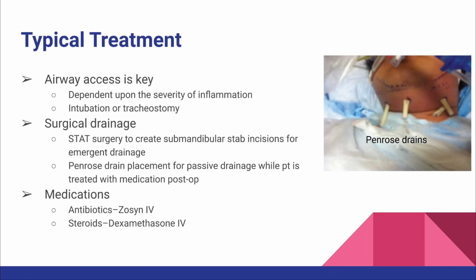When a patient presents with severe Ludwig's angina, airway access is key. You want to ensure airway patency, as the inflammation in the throat is able to occlude and obstruct the airway. Intubation is the typical route, followed by surgical drainage of the edema. A stat surgery is typically scheduled to create submandibular stab incisions for emergent drainage. Then, Penrose drains are placed in those incisions for passive drainage while the patient is treated with medication post-op.